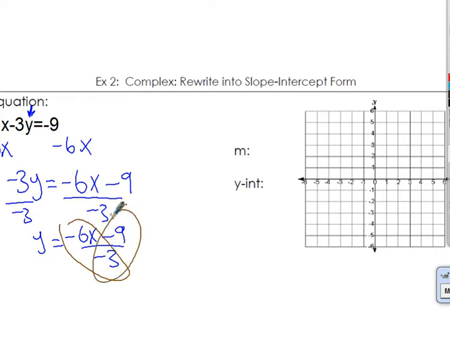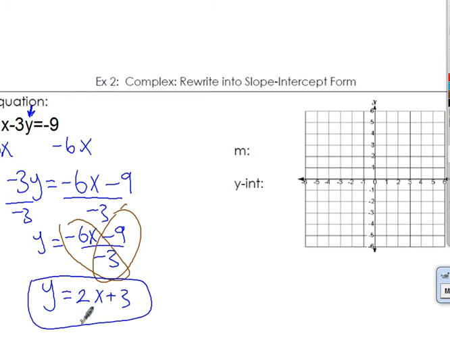Then we will have y is equal to 2x plus 3. This is our equation in mx plus b form, slope-intercept form. So our slope is 2, which is 2 over 1, and our y-intercept is 3, which is x 0, y 3. Y-intercept is the intersection with the y-axis right here. Slope is up 2 over 1.